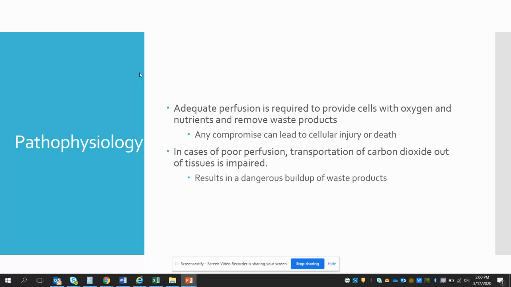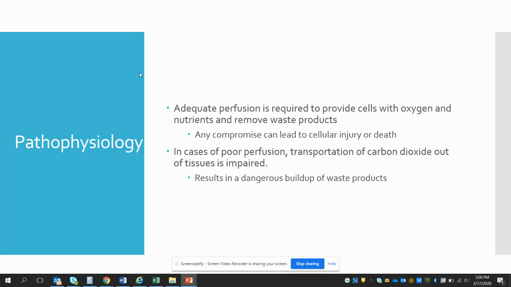Looking at some pathophysiology, adequate perfusion is required to provide cells with oxygen and nutrients and remove waste products. So that means that as we're going to talk about what the perfusion triangle is and how that works, you've got to also have an adequate amount of oxygen and nutrients and the ability to remove waste products for perfusion to be functioning the way that it should. So it's not just about the blood flow. We've got to have good stuff in that blood as well to be able to sustain life.